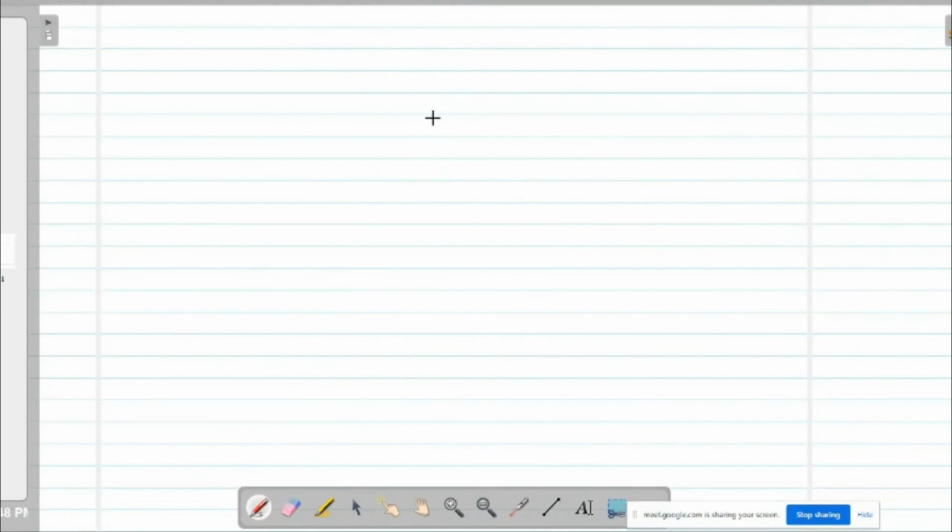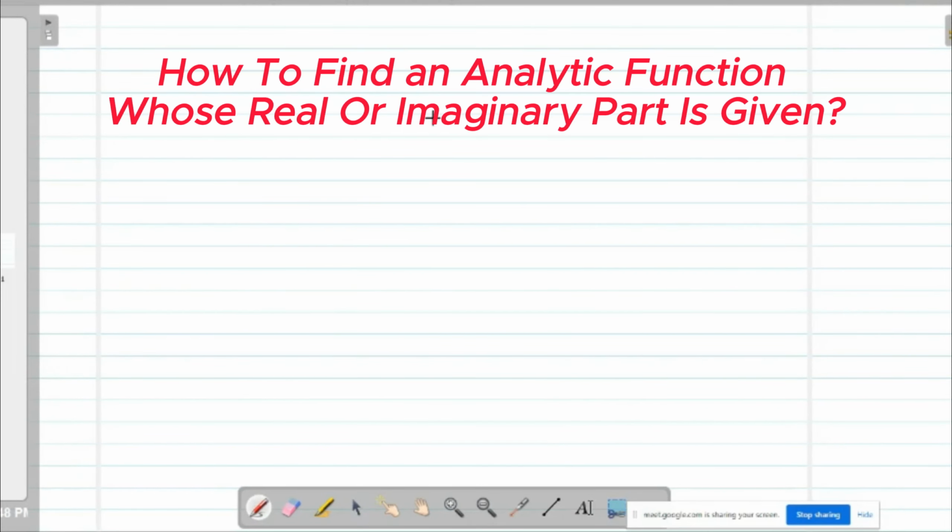Okay, so let us begin our lecture. How to find an analytic function whose real or imaginary part is given to you. Okay, so let us solve the problem based on method number 1.